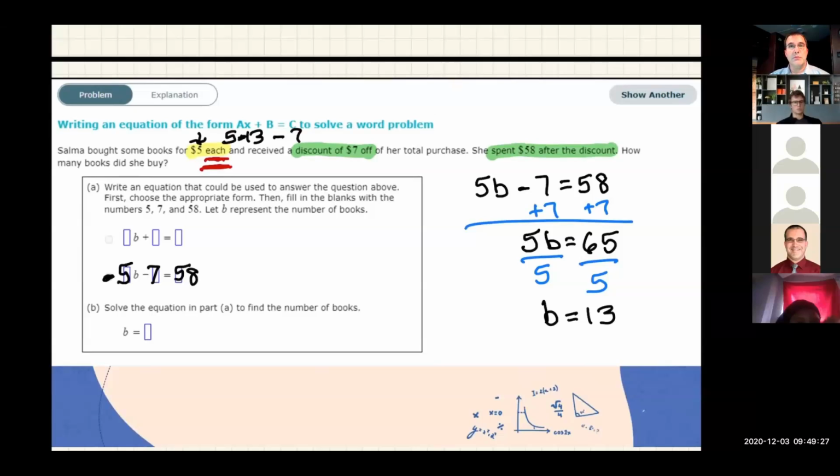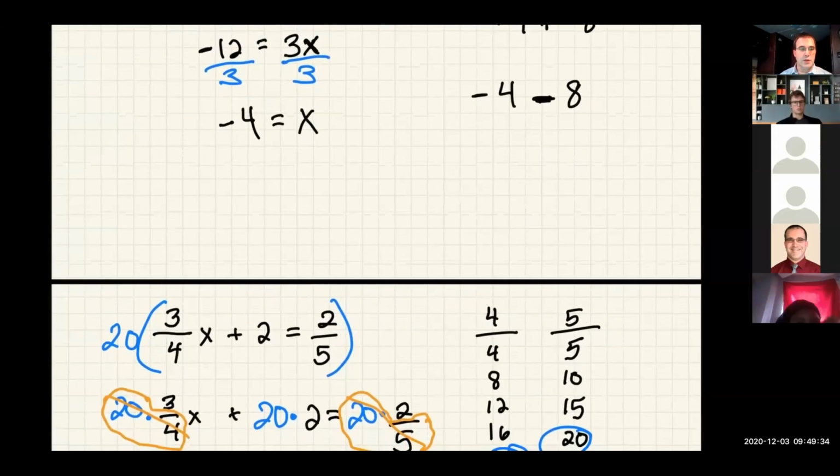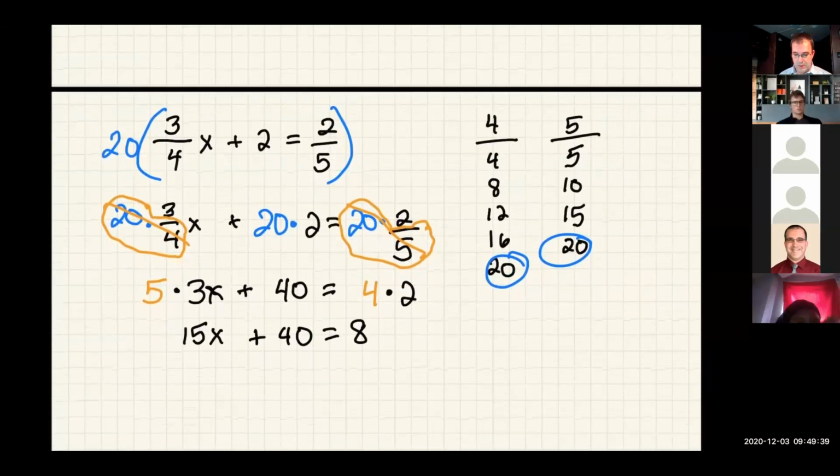All right. Then one other thing: just a reminder example of how we get fractions out of equations. Our original equation was just what's inside the parentheses there: 3/4 x plus 2 equals 2/5. We have two fractions in this equation with different denominators, so I'm making a list of multiples of each one.